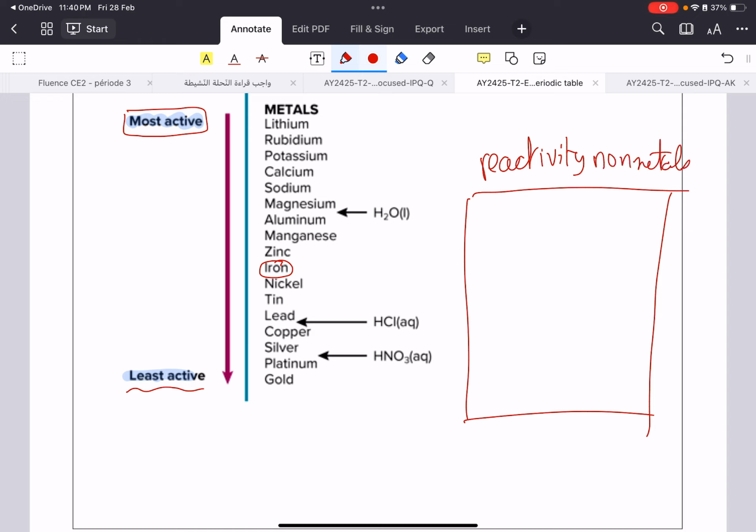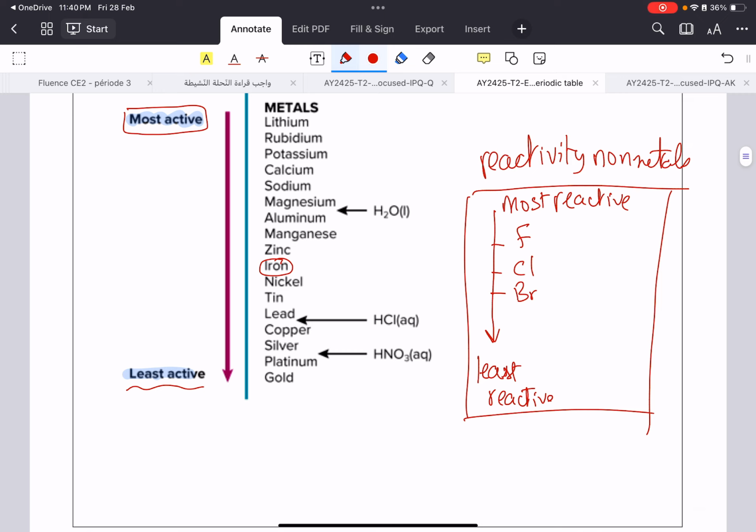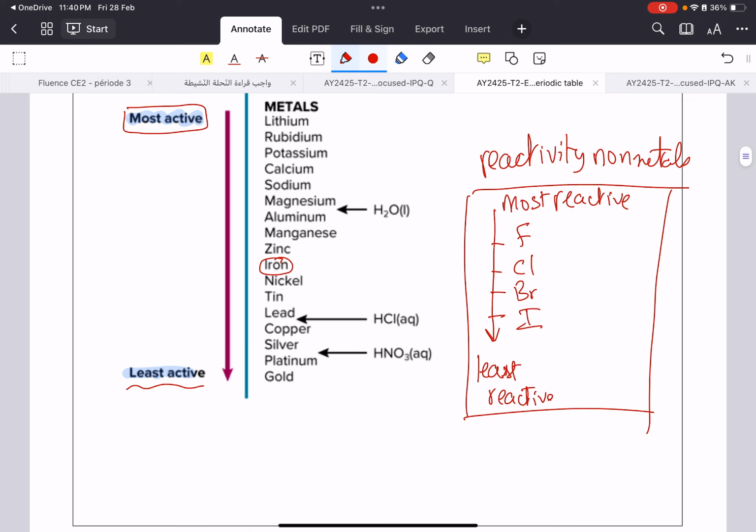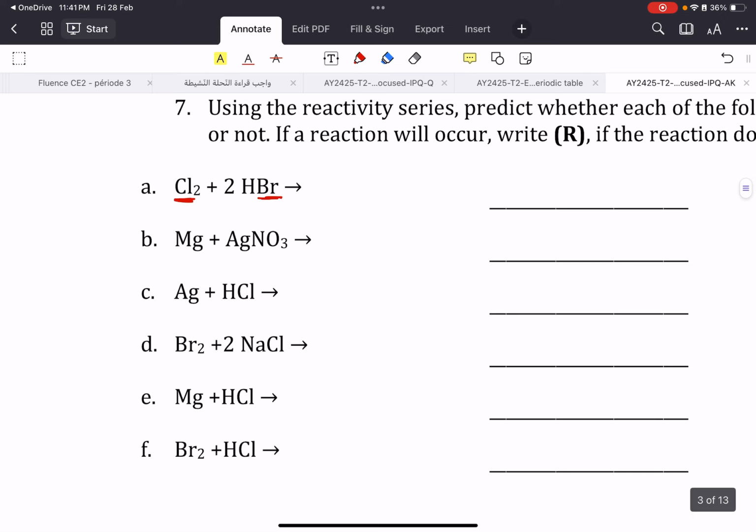And the reactivity of non-metals usually goes from the most reactive to the least reactive, and it comes in this order: fluorine, chlorine, bromine, and iodine. So can Cl replace Br in that question? Can Cl replace Br? Cl is more reactive than Br, so the answer is yes. So there is a reaction.